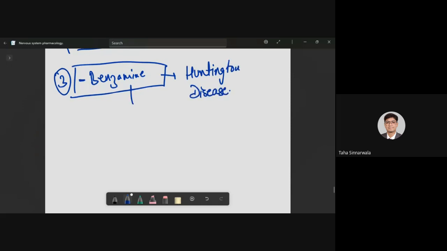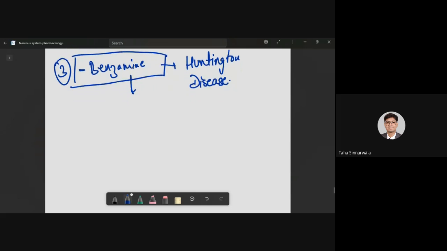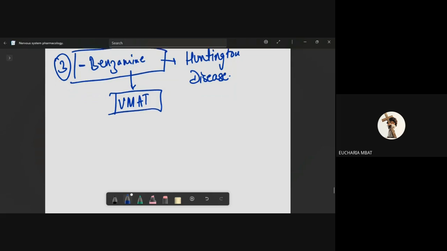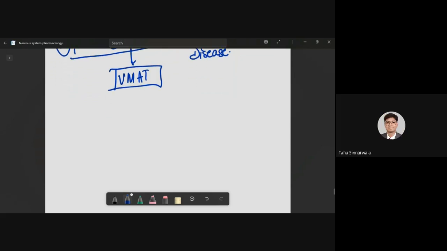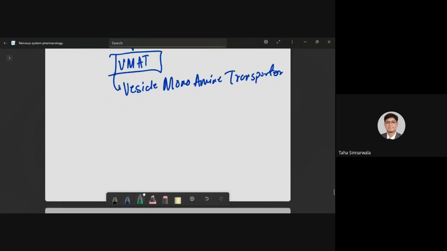And the way they work is very interesting. They block a very specific molecule, which is called a VMAT. Now, does anyone know what VMAT is? Vesicle monoamine transport, maybe? Yes. So VMAT, the full form is vesicle monoamine transport. So transport molecule, transport protein, or you could also just write transporter. Yeah. So now let's break down this word, right? We say vesicle. Now, where is this vesicle? In the neuron.